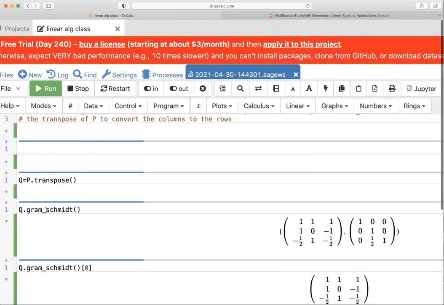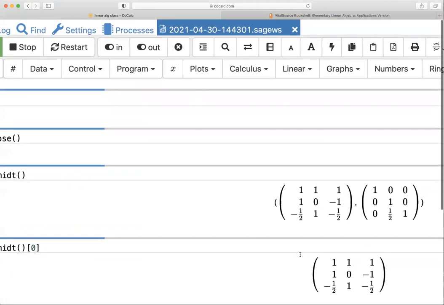And so when I apply this built-in Gram-Schmidt process, it spits out two matrices. We're really interested in the first matrix here. That's the matrix whose rows are now orthogonal, not orthonormal, but orthogonal. So if you take the dot product of the first and the second row, you get 1 times 1 plus 0 plus negative 1, which is 0. And so we see that the first two rows are orthogonal.